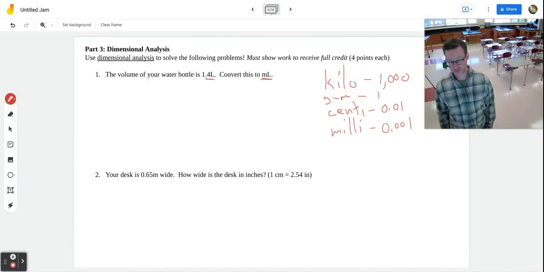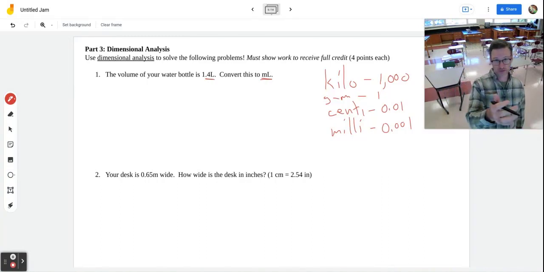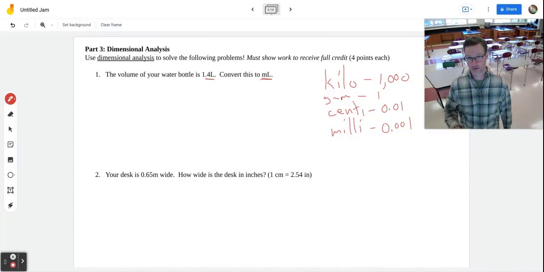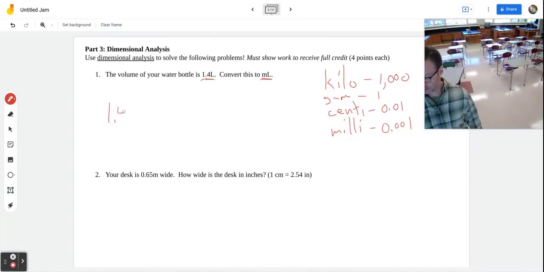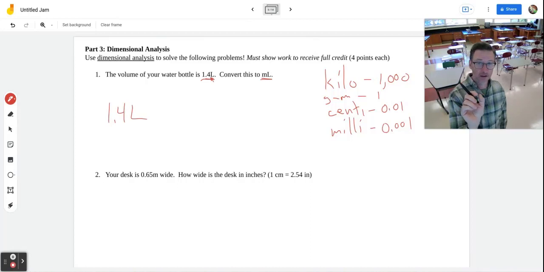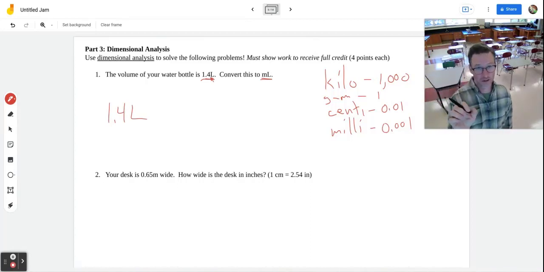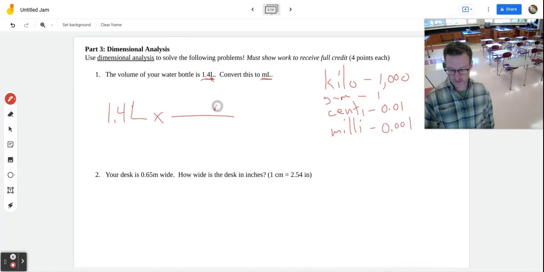Okay, so you need to know those three prefixes. I'm not going to give those to you. I'll give you other conversions if they're not part of this metric unit here. But those three prefixes, I'm going to expect you to know. So now we have 1.4 liters. Since there's no little letter there, that means that's a base unit. Basically, if the abbreviation is only one letter, it's a base unit. So 1.4 liters, I want to convert that to milliliters.